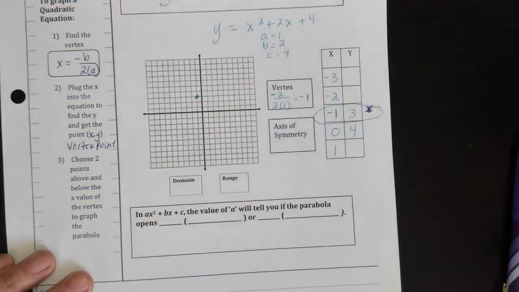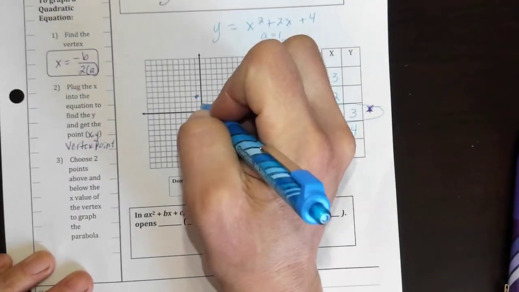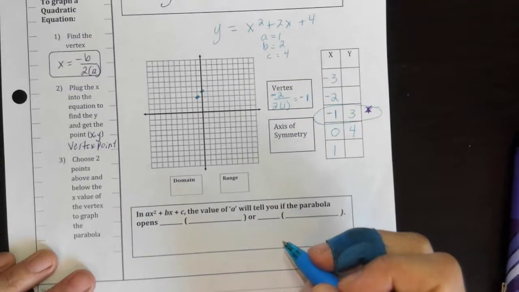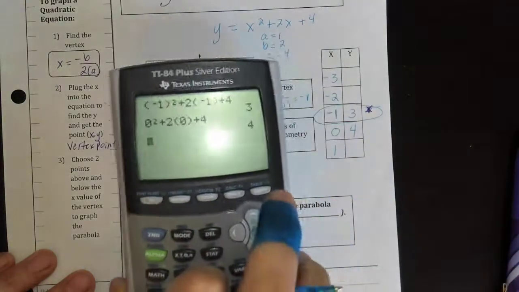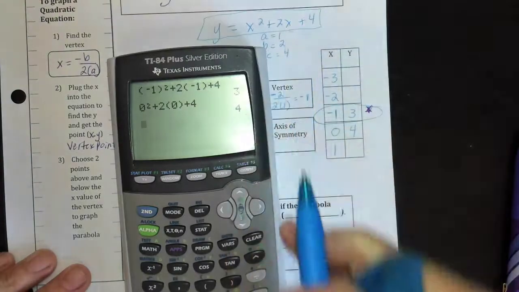Okay, there is a second point on my parabola. So 0, which is on the y-axis, and up 1, 2, 3, 4. There's my next point. Now I'm going to put a 1 into my original equation right here, and I'm going to work it out.